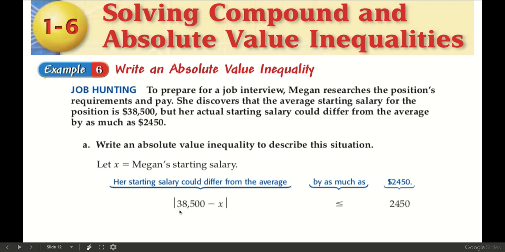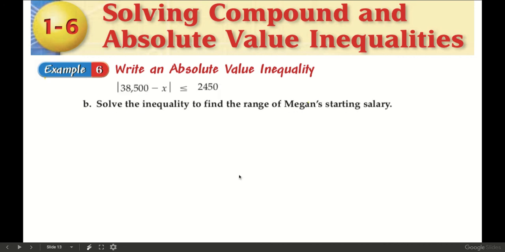So the average is $38,500 minus x, right? Whatever Megan's starting salary would be. And that difference from that average, whether it's above or below, will have to be less than or equal to the $2,450, right? Because that's how much it can vary by. It can be that much above or that much below. So if I take the difference from hers, whether that comes out to be positive or negative, really I'm just making sure that the distance between those two numbers is less than or equal to that $2,450.